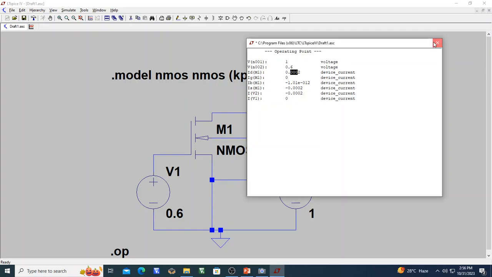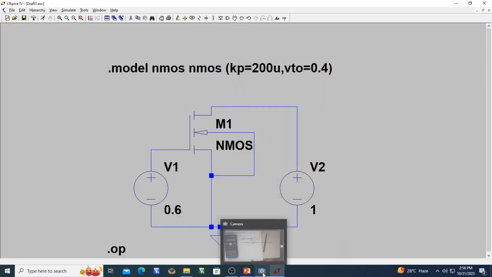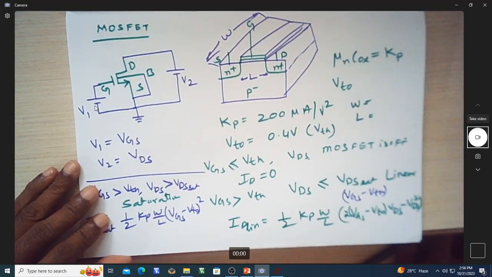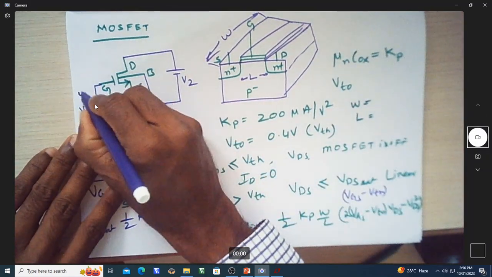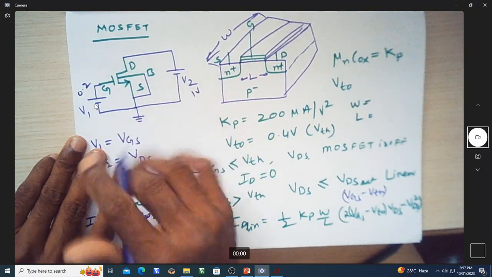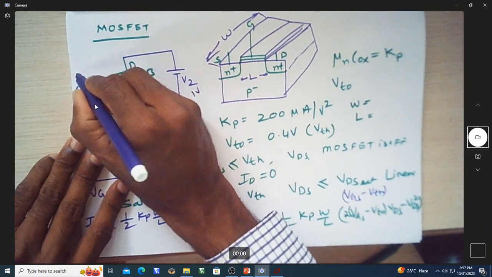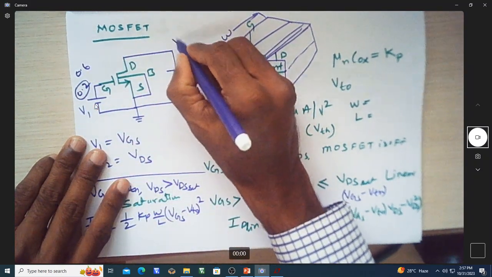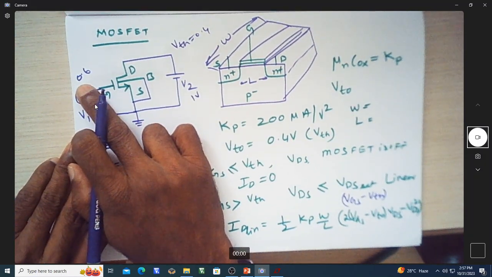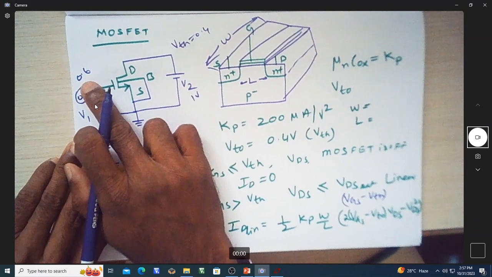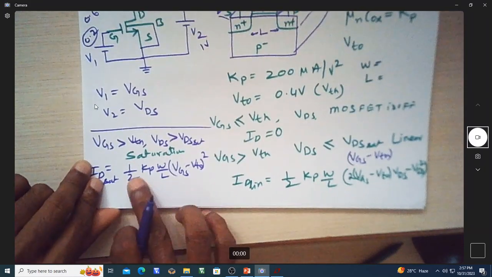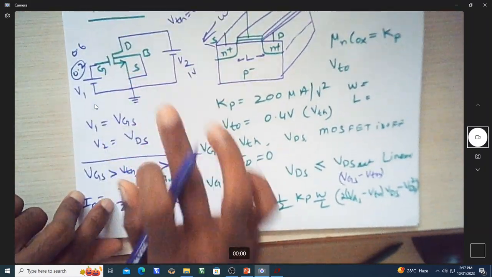So this is to show that whenever we have a circuit like this, first we made it 0.2 and this was 1 volt, and we found that the MOSFET was in cutoff region. Then we made it 0.6 with a VTH of 0.4. It is more than 0.4 volt, so the MOSFET is on. Now with this as 1 volt, the MOSFET is in saturation. Then we used this equation and got the current as 200 microampere.